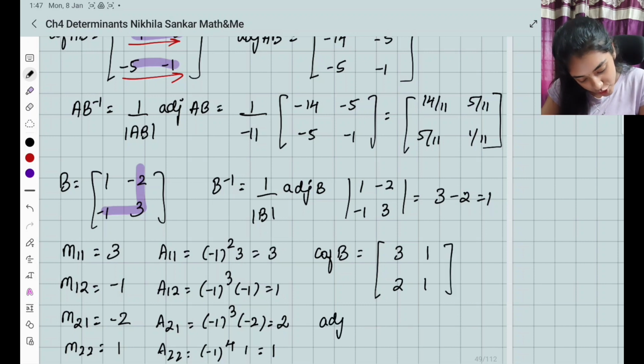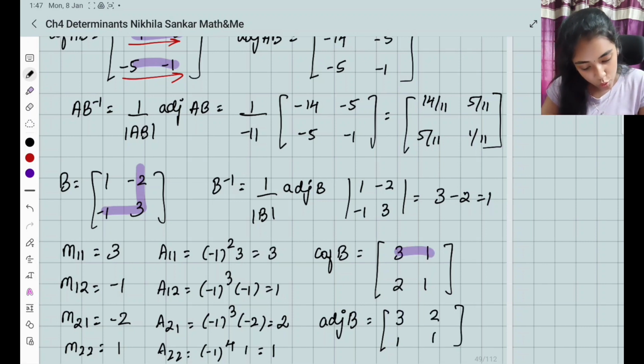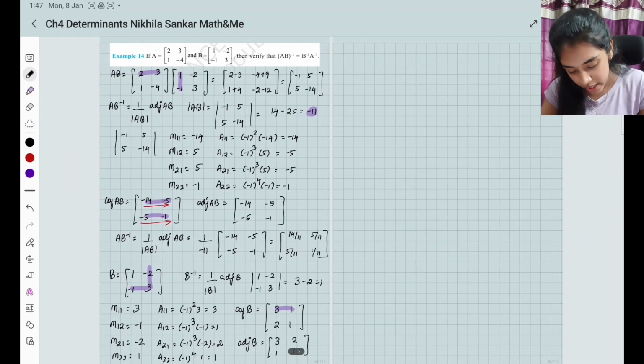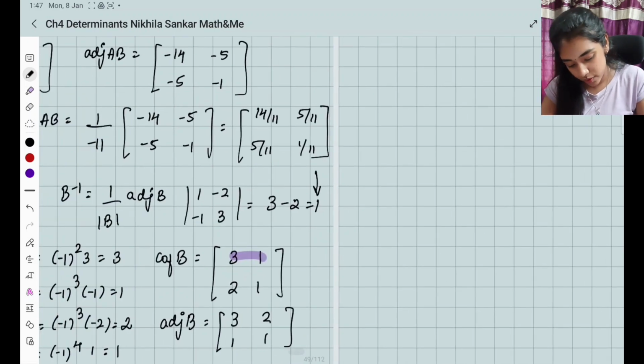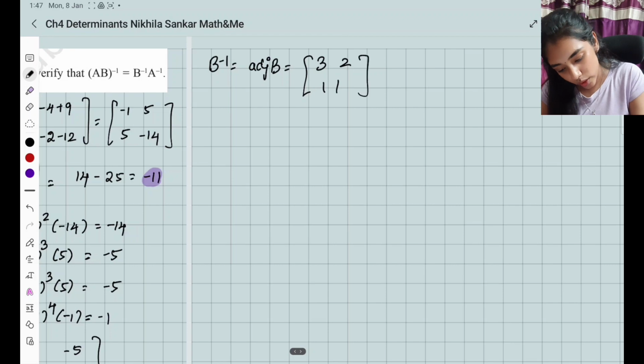So what is the adjoint of B? We wrote the cofactor as rows, then how should we write the adjoint? We should write columns. So the first row becomes the first column. So I have 3, 1, 2, 1. So we have found adjoint B too. The inverse of B is going to be adjoint B, because what is the determinant? It is 1. So B inverse is adjoint B itself. So B inverse is adjoint of B, which we just found, 3, 2, 1, 1. Now next, A.